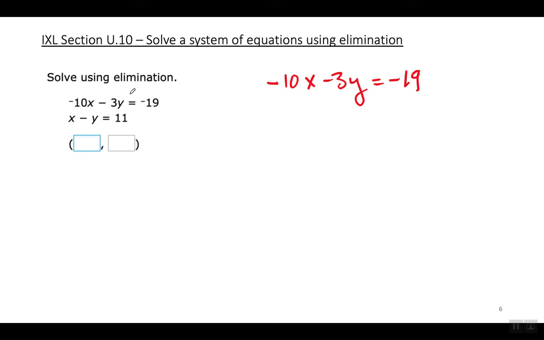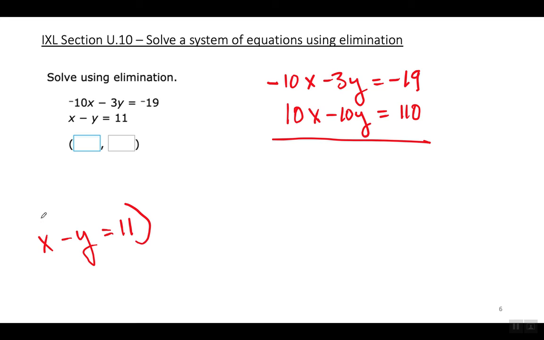Okay, you have more than one option, okay? I would think about it this way. The equation on the bottom, you could multiply either the entire thing, the entire bottom equation by positive 10. If I multiply the entire bottom equation by positive 10, I'll have this. I multiplied everything on the bottom by 10. That gave me 10x minus 10y equals 110.